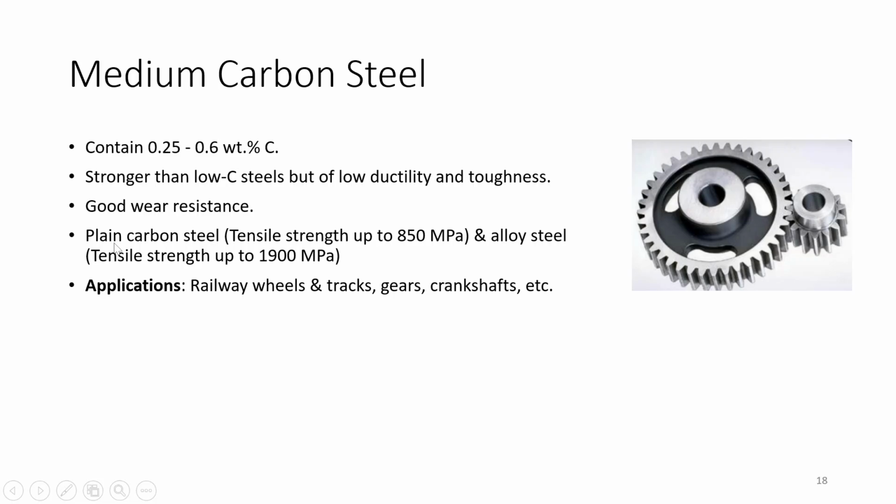In plain carbon steel, the tensile strength is up to 850 MPa, and in case of alloy steel, this medium carbon steel will have tensile strength up to 900 MPa, almost twice. Applications will be in railway wheels and tracks, gears, crankshafts, etc. So all these require high strength.